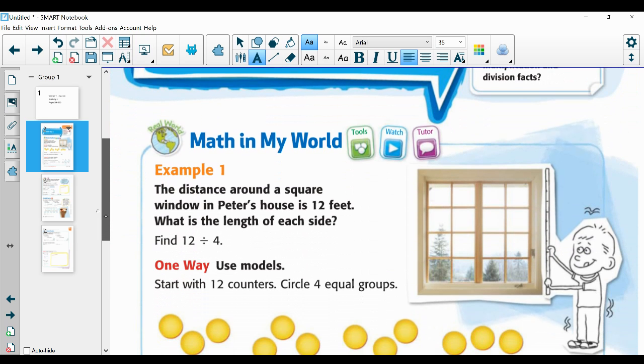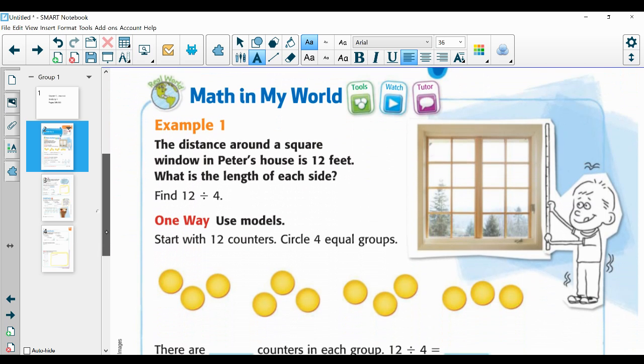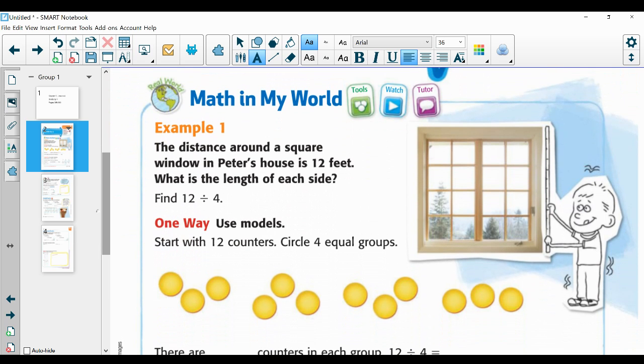So let's look at this word problem. That's not the only things we know, it's just what I thought of off the top of my head.